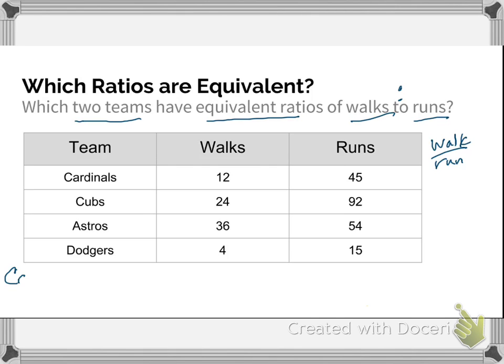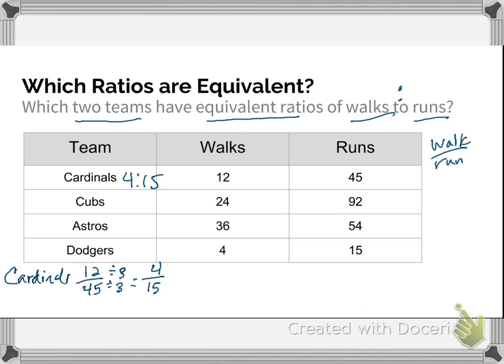So for the Cardinals, go Cards, I have a walk to run relationship of 12 to 45. And so I need to start with, okay, can I simplify this? And let's see. So I know that I can simplify by 3 on both of these values. 12 divided by 3 would be 4, and 45 divided by 3 would be 15. So the Cardinals have a 4 to 15 ratio of walks to runs.